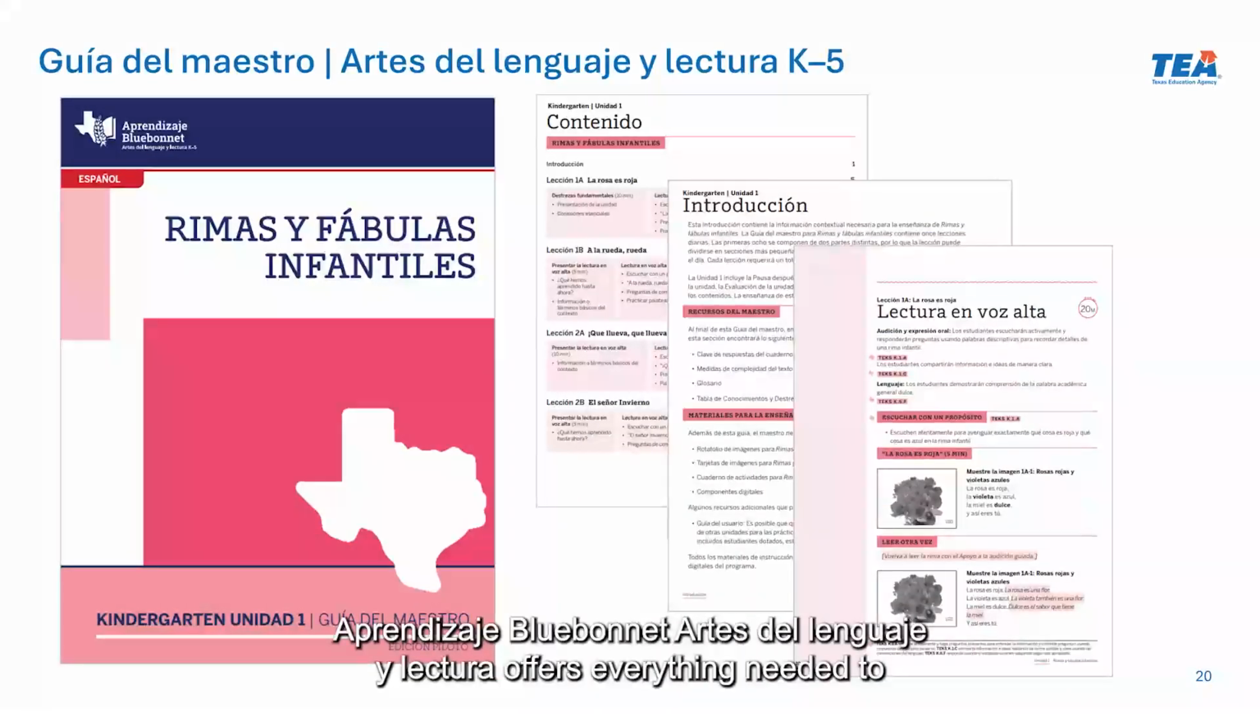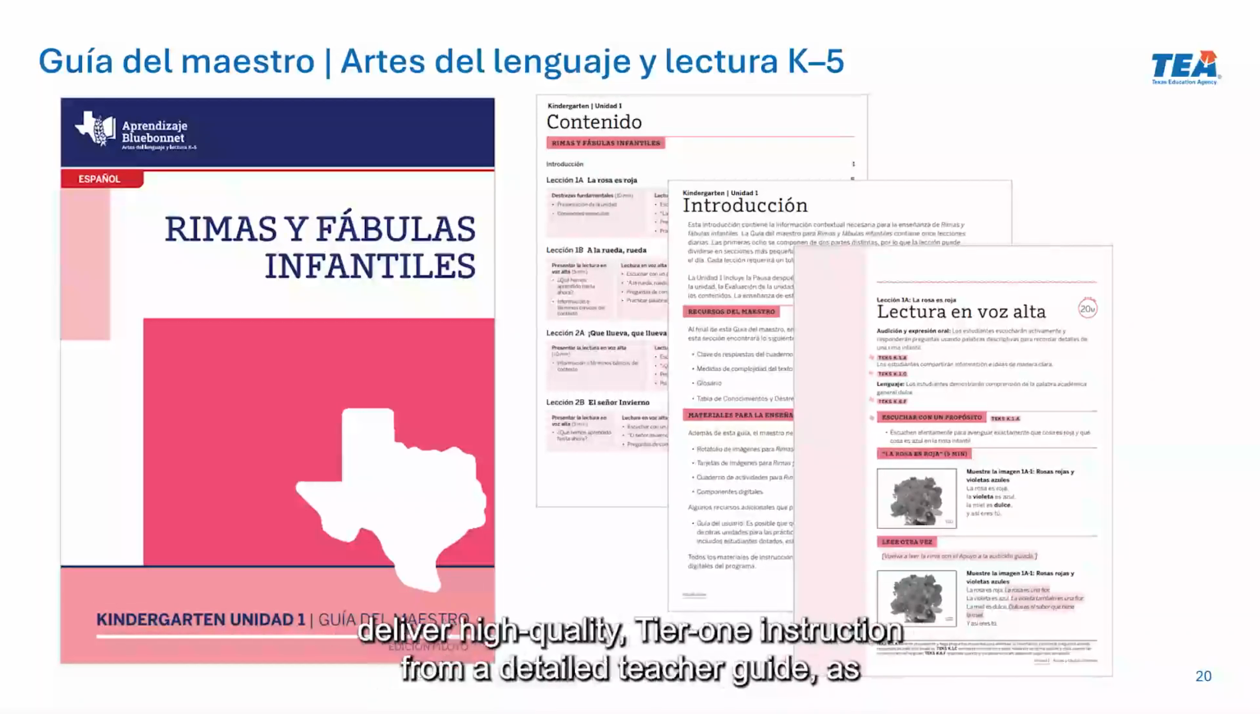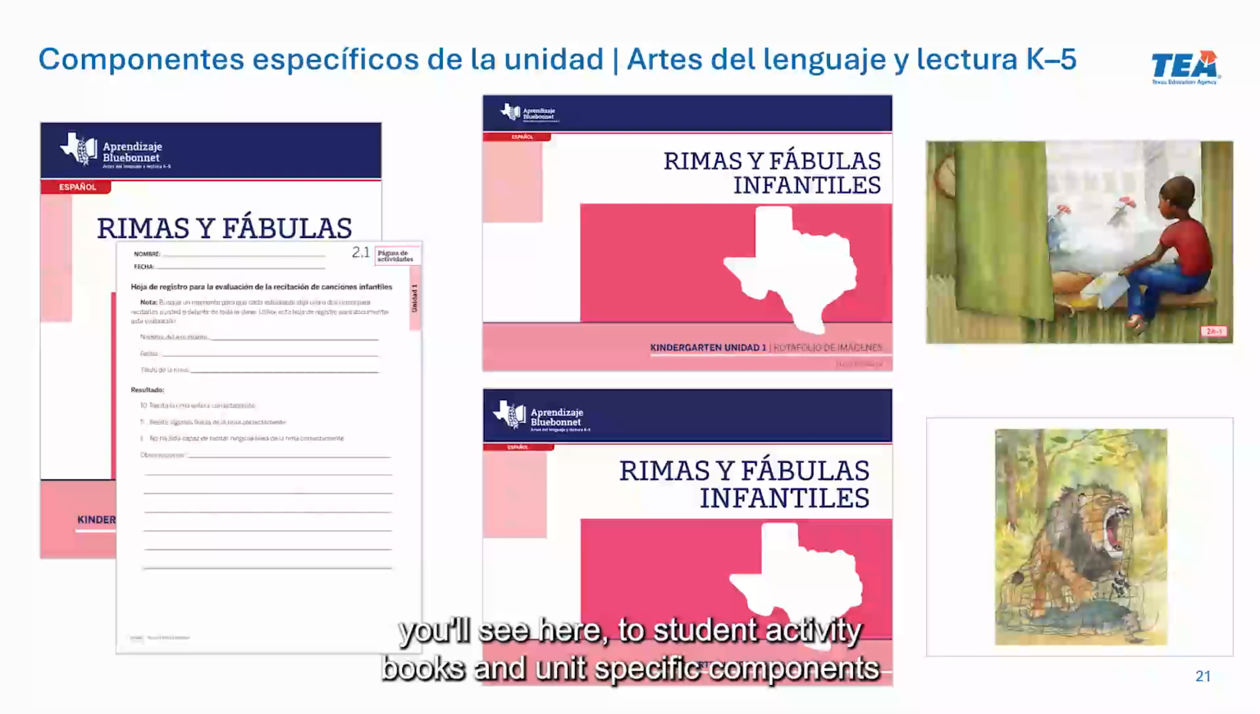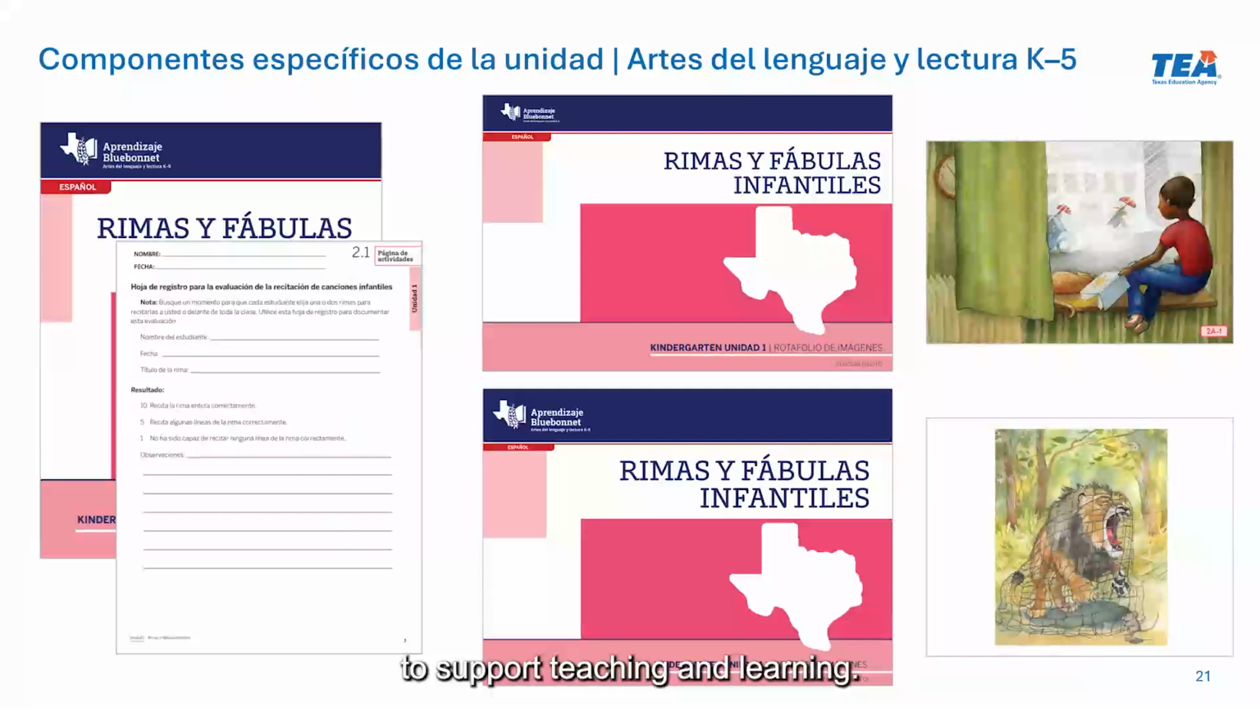Aprendizaje Bluebonnet Artes de Lenguaje y Lectura offers everything needed to deliver high-quality Tier 1 instruction, from a detailed teacher guide, as you'll see here, to student activity books and unit-specific components to support teaching and learning.